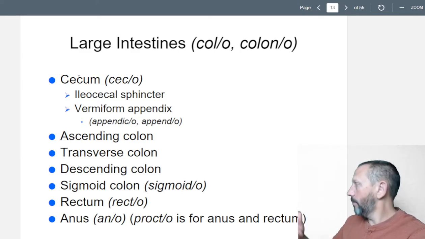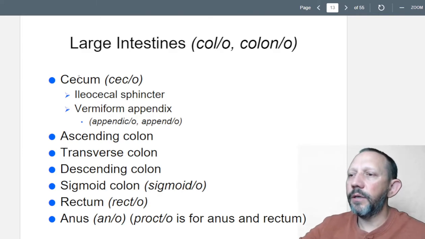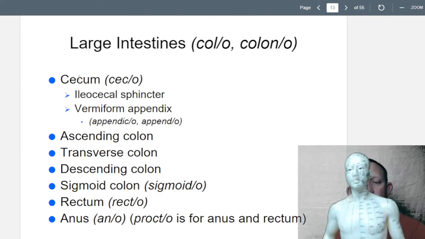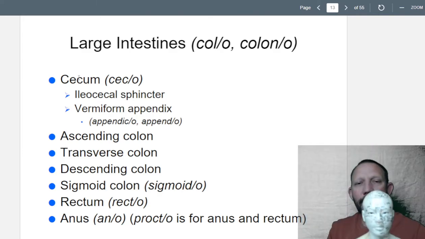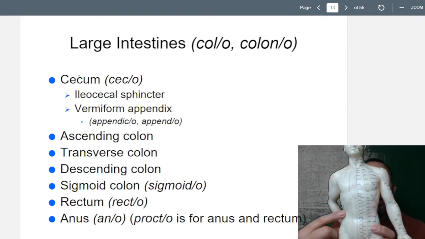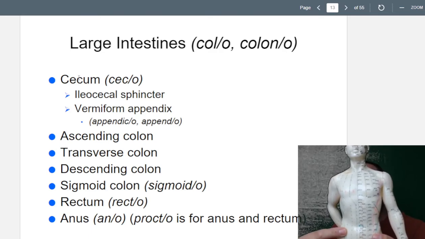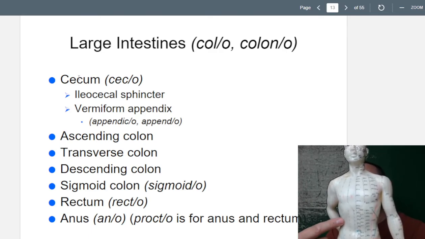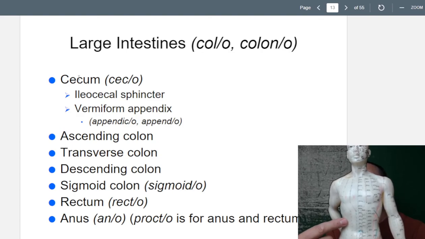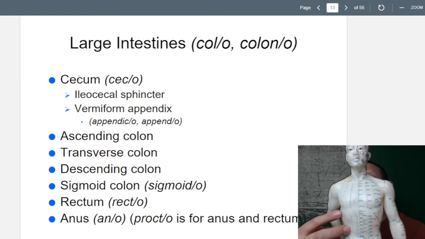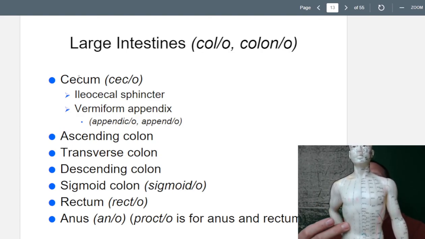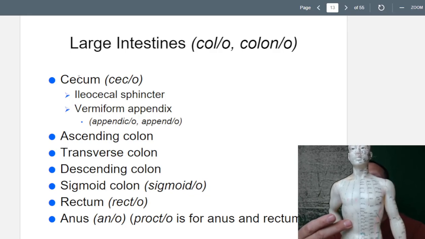Then you ascend. Where's my little guy? Okay, so we have on this side, put his hand behind him, we hold him here. So this is the lower right quadrant. That's where our cecum is, and then it becomes the ascending colon, and then it turns up here. On the right side is the liver. That's called the hepatic flexure, a corner there where the liver is.